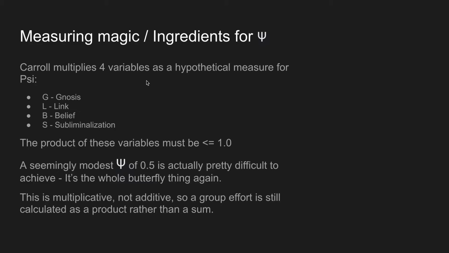So very rapidly, if you don't have all the components of your system dialed in, it's going to reduce it to the product. It's not about the sum, it's about the product. Another interesting thing to note here is that, being multiplicative and not additive, any sort of group effort is still calculated as a product rather than a sum. So if you are like, well, I'll get all my friends who are all into magic and we'll all collaborate on this thing, it's still going to be calculated as one person.